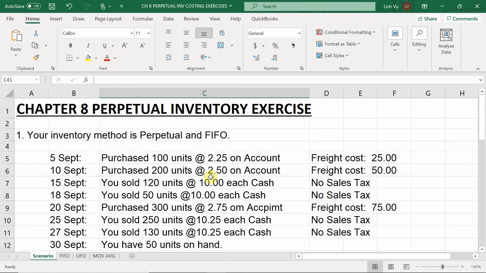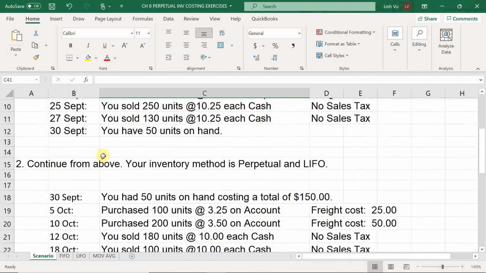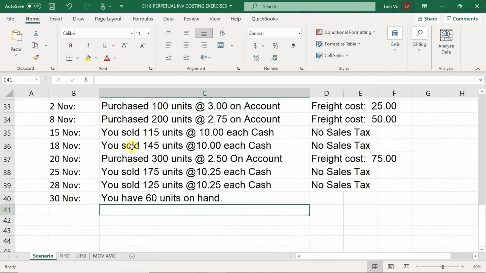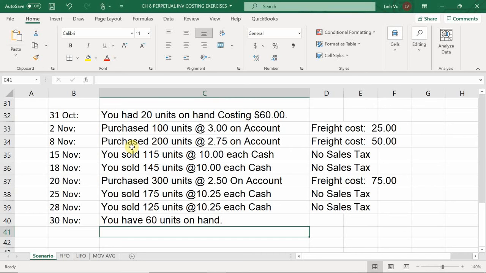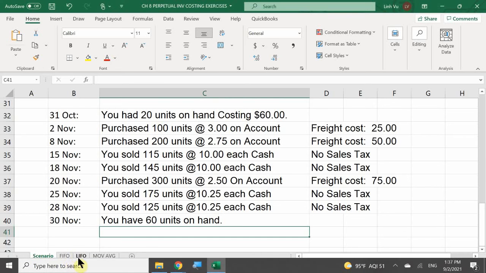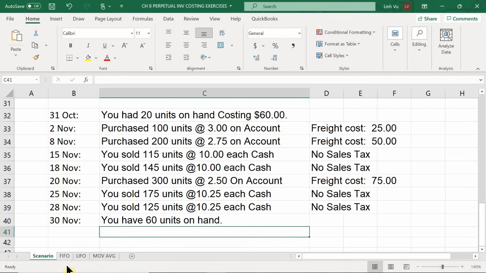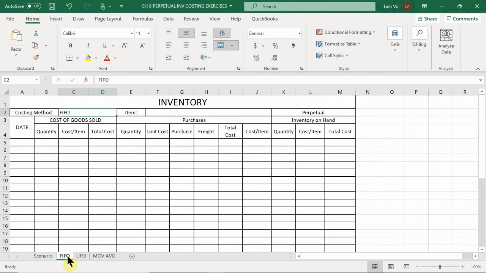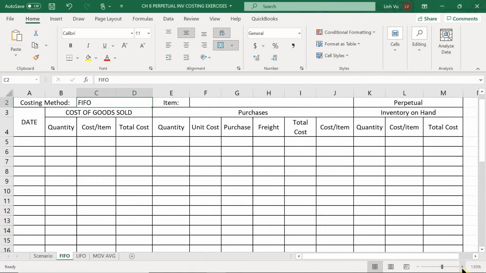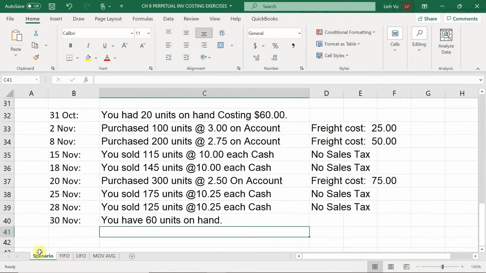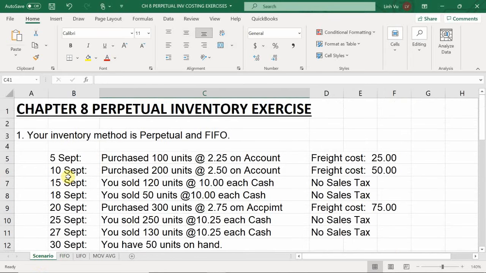Here we are. Chapter 8, perpetual inventory exercises. In this case, we're going to go over all three methods with these three scenarios, and we're going to take turns doing each and every single method. Down below, this workbook should have three tables for you, each one having each method. We're going to start off with question number 1.